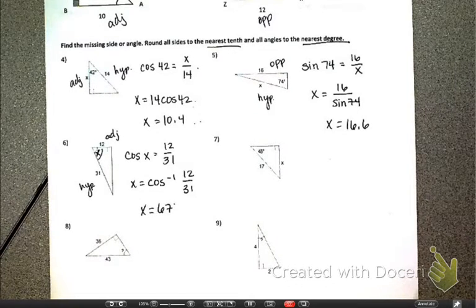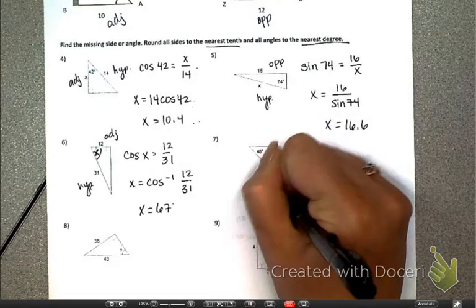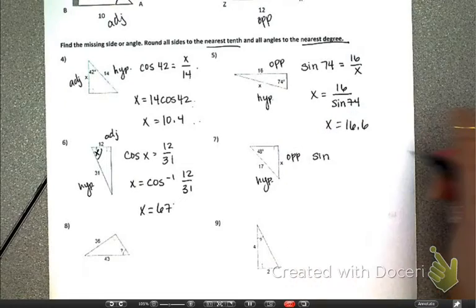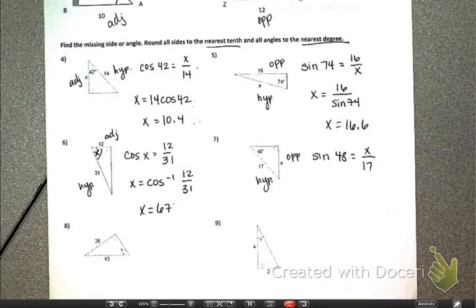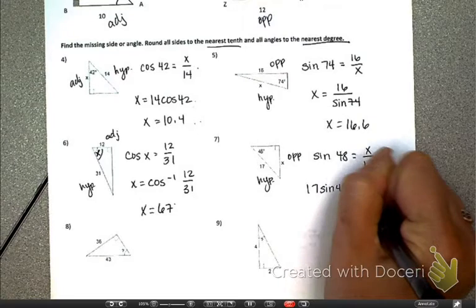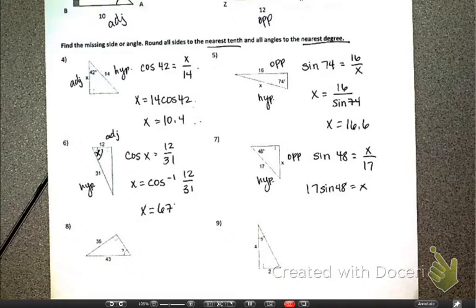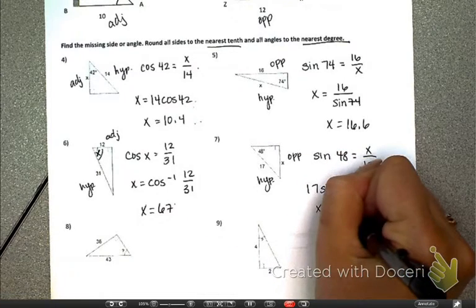Number 7, side, which is the opposite and the hypotenuse. So this is sine. Is that a 48? So the sine of 48 equals x over 17. Here I multiply, so 17 times the sine of 48 equals x. And I am getting 12.6.